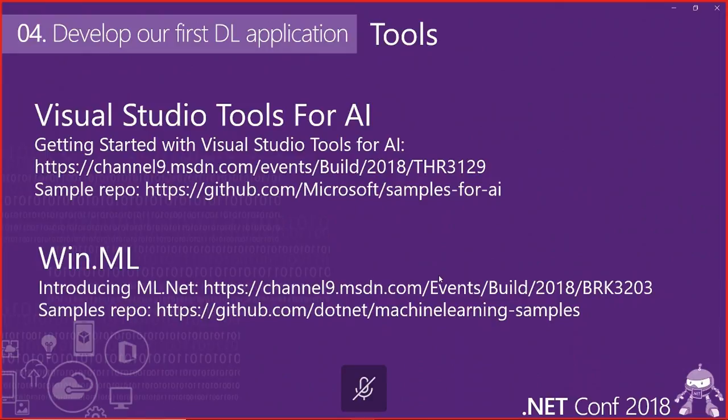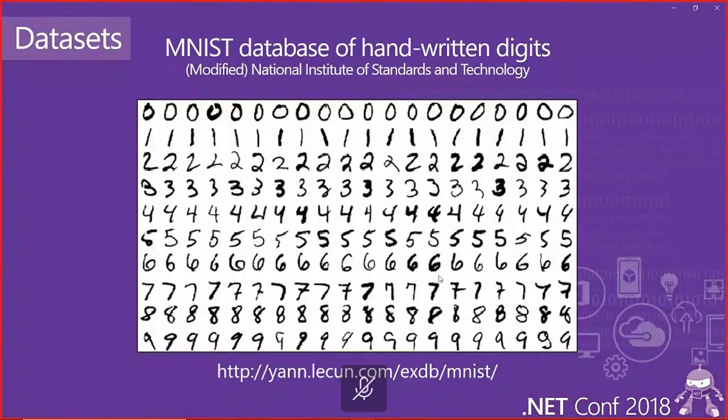Before these two, as I told you, the only way to develop artificial intelligence was to go out of our comfort zone. Now what we can do is use the Visual Studio tools for AI and also WinML. With WinML, we can develop artificial intelligence in C#. Nice. And I will show you the difference. We already talked about the Modified National Institute of Standards and Technology database of handwritten digits, and we are going to use it for the rest of the course.